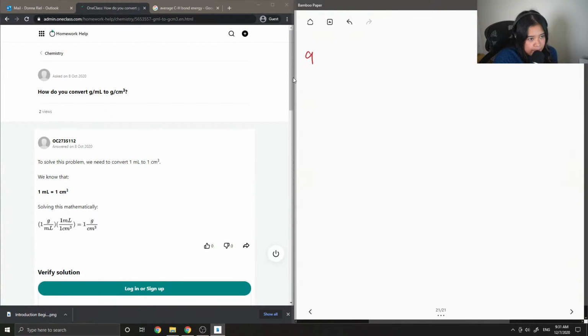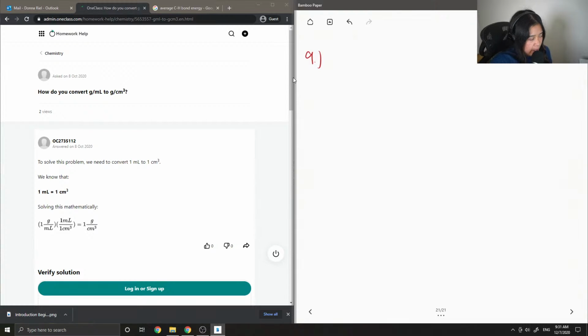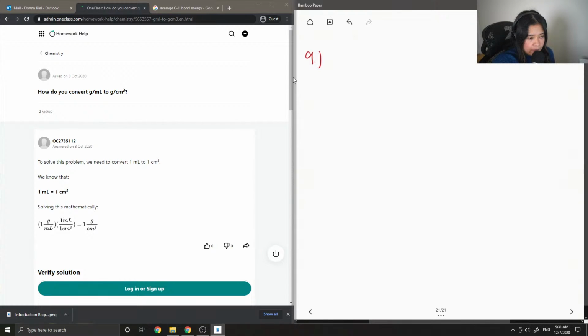Question 9 asks, how do you convert grams per mL to grams per centimeter cubed? Okay, so this is kind of an easy conversion because 1 mL is equal to 1 centimeter cubed. So since the values are the same, if we had 9 grams per milliliter, we know that this is also equal to 9 grams per centimeter cubed.